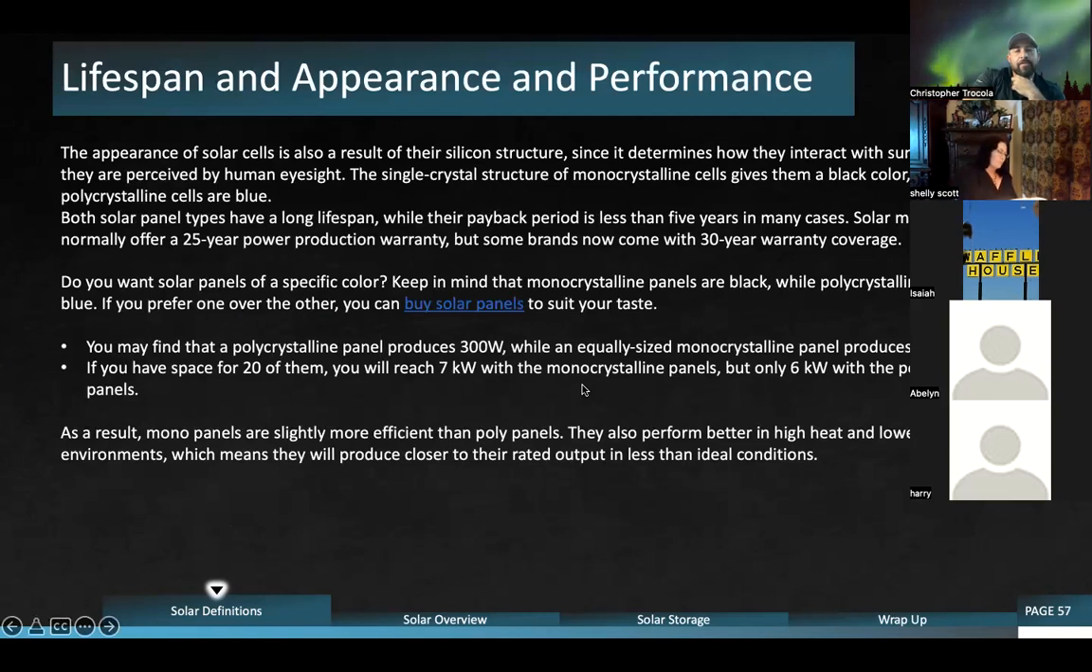The appearance of the solar cells is a result of the silicon structure, since it determines how they interact with the sunlight and how they are perceived by the human eye. The silicon crystal structure of the monocrystalline cells gives them a black color, while the polycrystalline cells are blue. Both solar panels typically have long lifespans, while their payback period is less than 5 years in many cases. Solar manufacturers normally cover a 25-year power production warranty, while some brands now come with a 30-year warranty coverage.